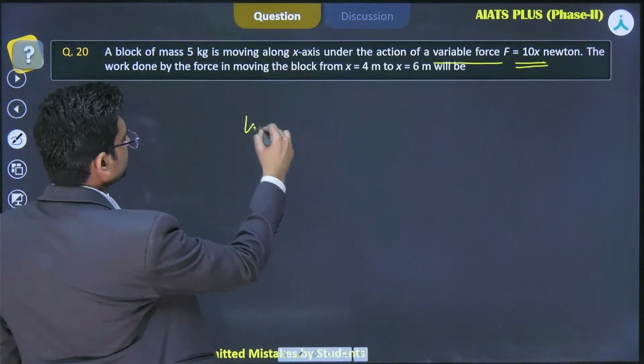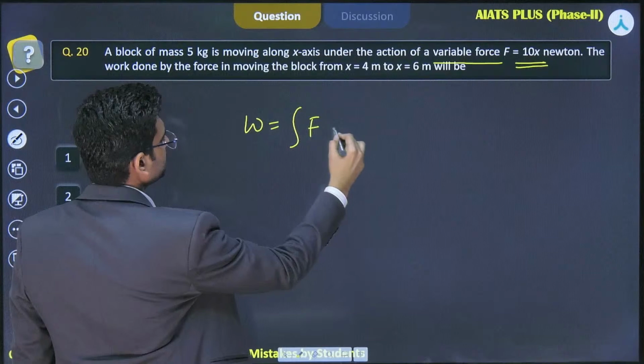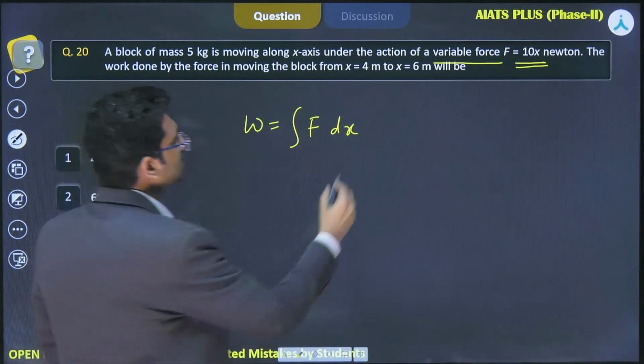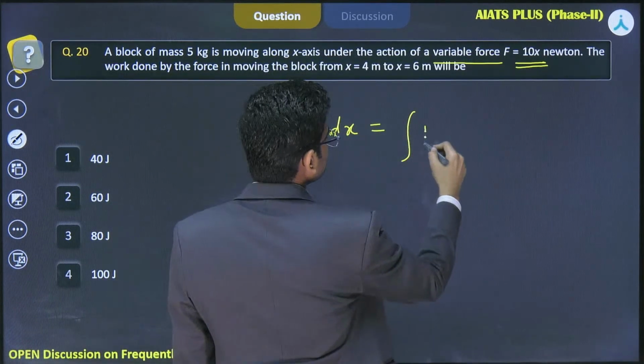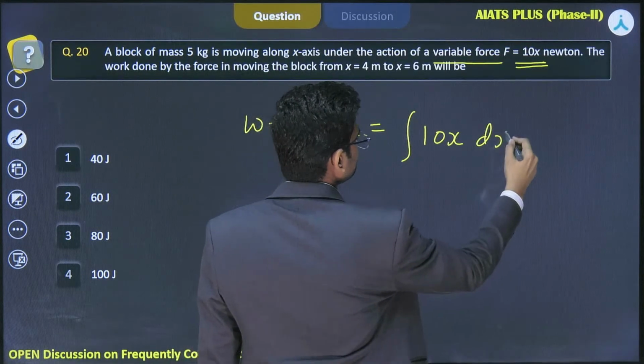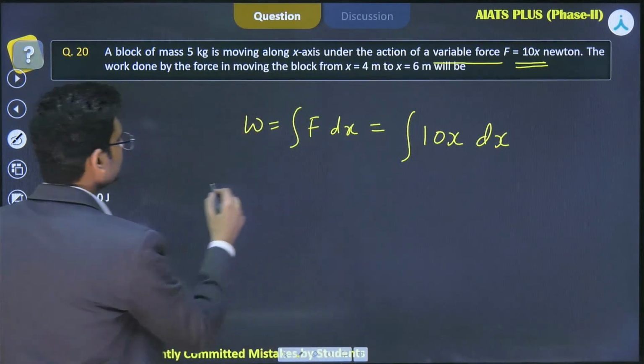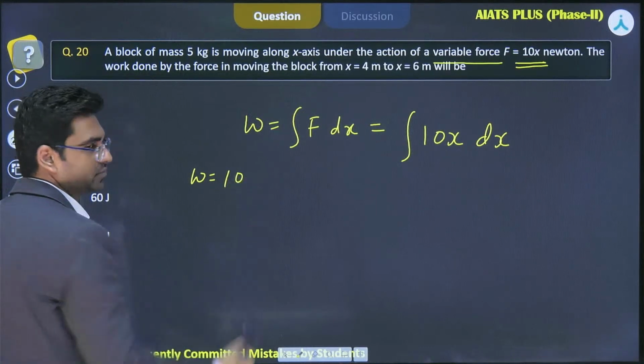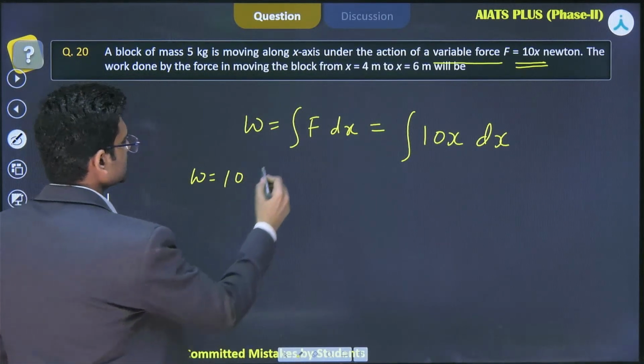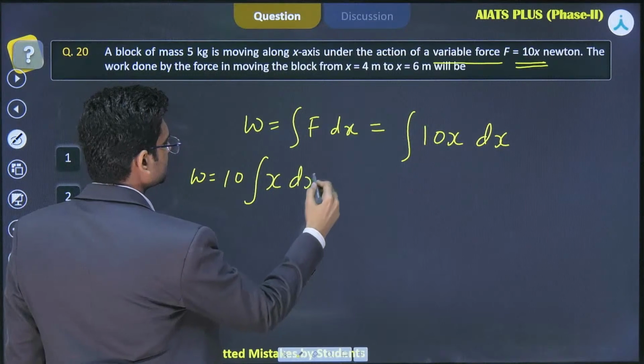So work done is equal to the integral of F dot dx, or F dx. What is the value of force? That is 10x dx, right? Now we can take out 10 from the integration because it is a constant number. So this will become the integral of x dx, right?